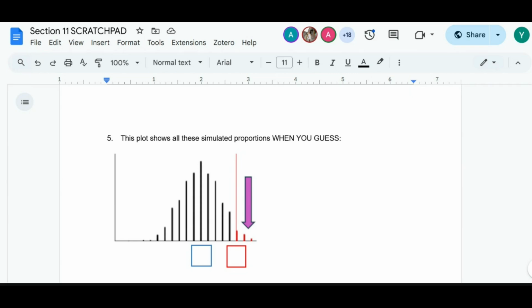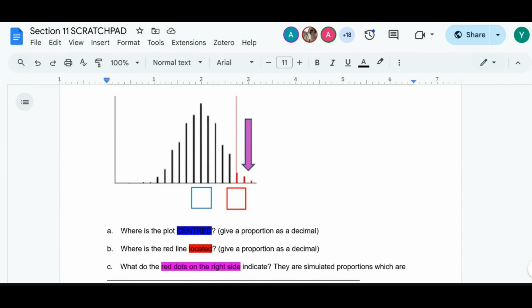All right, so anyway, the point is, I'm using color coding to help you. We will try to maintain a blue color for the center of the distribution, and the red color, because it's so important, for the observed statistic. So can you tell me, without looking at my applet, where is the plot center? Give me a proportion. Don't say 8. Where's the plot center? Yes, it is always centered at the status quo hypothesized proportion.